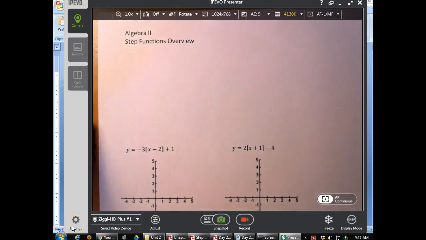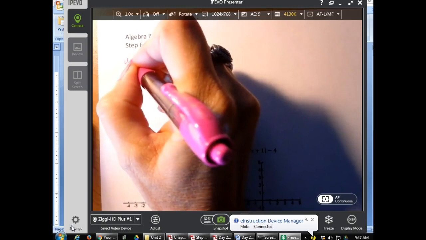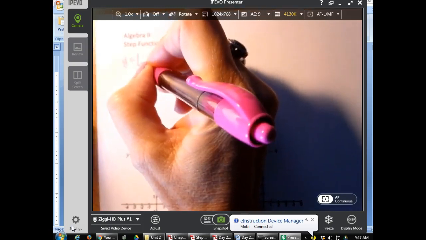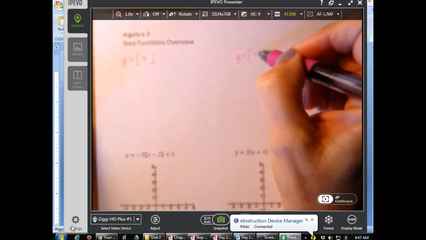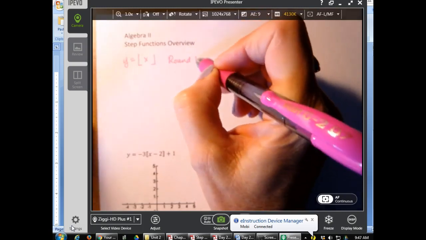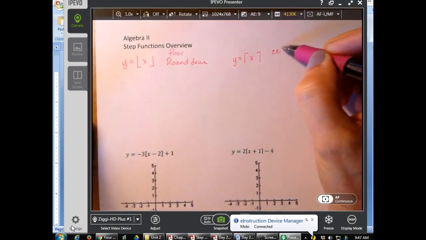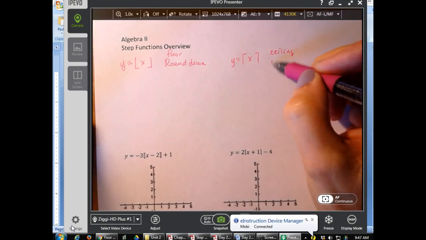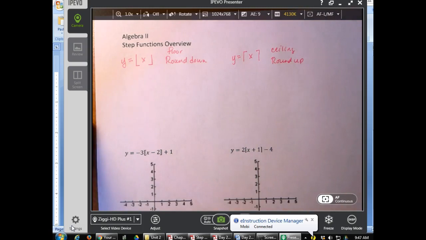Okay, this is going to be a really quick recap of what we did with our step functions. First I want to show you the two different functions. We have our floor function and our ceiling function. The floor is thought of as the round down, and the ceiling is thought of as our round up. You definitely want to think about the number line because it gets kind of confusing for negative numbers.